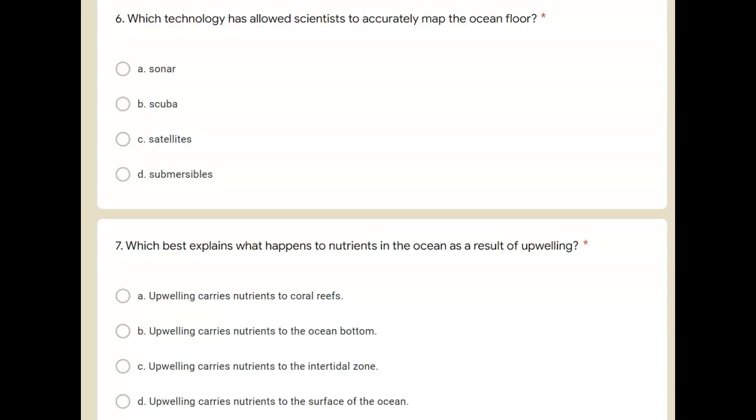Number 7. Which best explains what happens to nutrients in the ocean as a result of upwelling? A. Upwelling carries nutrients to coral reefs. B. Upwelling carries nutrients to the bottom of the ocean. C. Upwelling carries nutrients to the intertidal zone. Or D. Upwelling carries nutrients to the surface of the ocean.